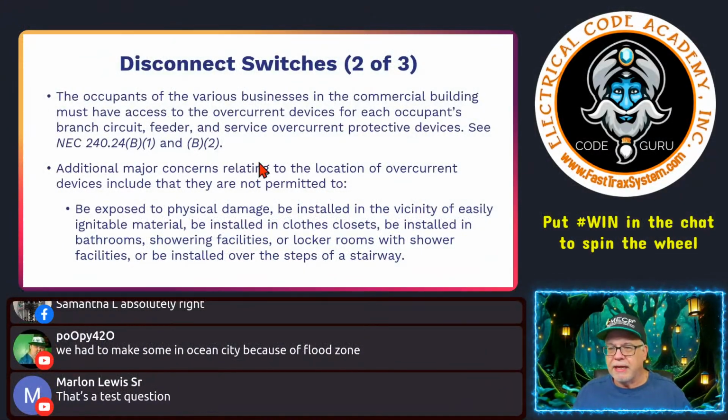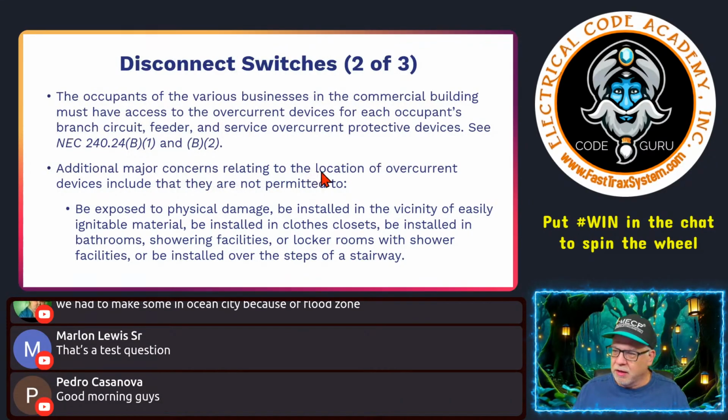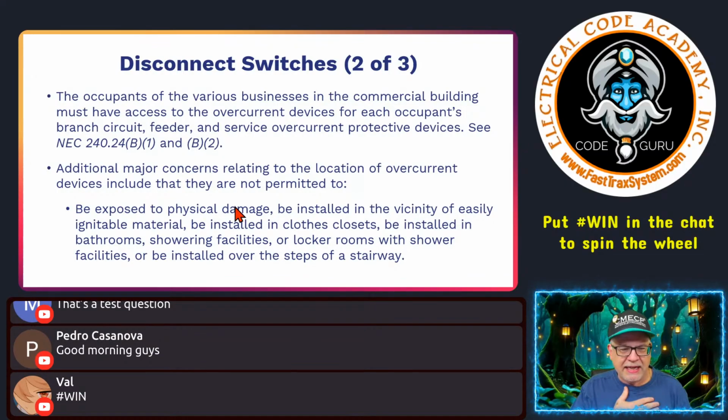I'm just telling you. All right, now, additional major concerns related to the location of overcurrent devices include that they are not permitted to, one, be exposed to physical damage. Obviously, you aren't going to put a disconnect switch in a location where it's going to be beat to death, right? I use a funny analogy when it comes to SE cable running down the side of your driveway. If your driveway runs beside your house, I'll argue that SE cable is not subject to physical damage when I'm driving. But if my wife is driving, that cable is 100% subject to physical damage because I've seen how she drives. So I'm just saying.